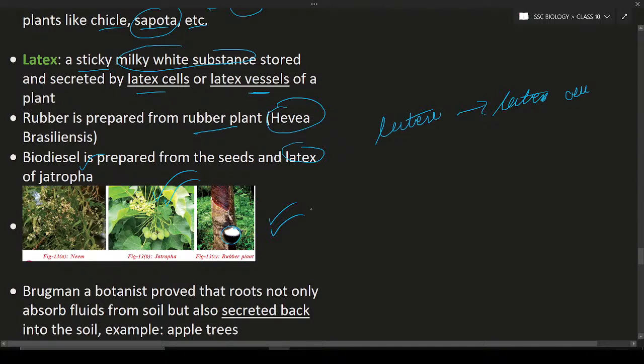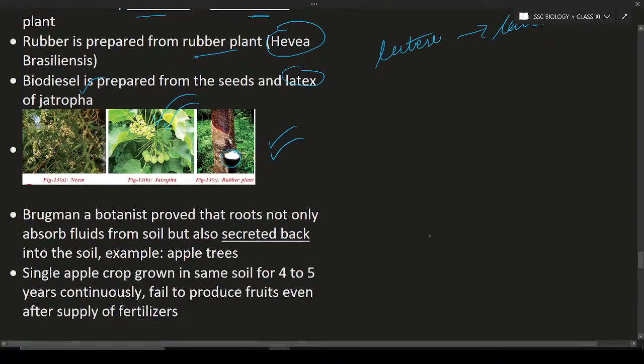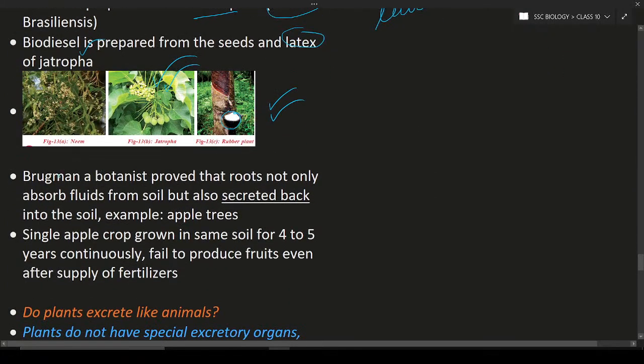Okay. So next is Brugman. Brugman is a botanist. Who is a botanist? Brugman is a scientist. Botanist means the people who study about plants. They are known as botanists.